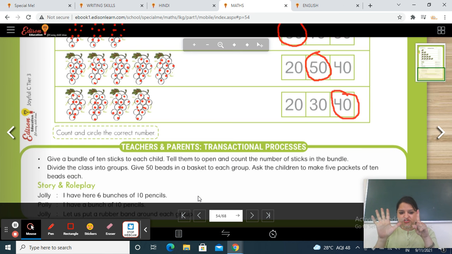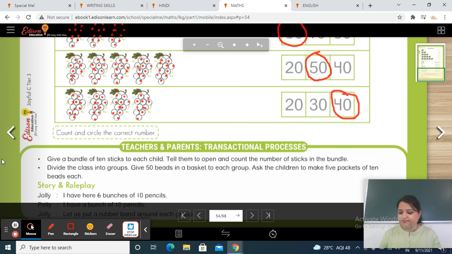6 bunches of 10 pencils means 10 each in one bunch. So how many pencils? It will be 60. Okay, 10 pencils in each bunch, then you have 6 bunches: 10, 20, 30, 40, 50 and 60. It means 60 pencils. Okay, and Polly: I have a bunch of 10 pencils, one bunch, 10 pencils in one bunch. Okay, so you have to do an activity.